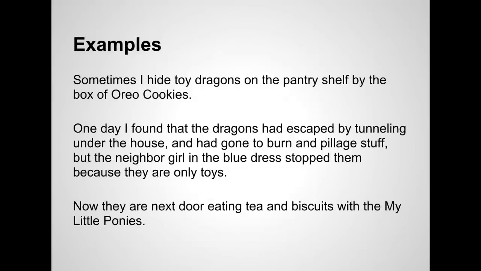Ladies and gentlemen, here are some examples. Let's start just by identifying the prepositional phrases. The first sentence reads like this. Sometimes I hide toy dragons on the pantry shelf by the box of Oreo cookies.